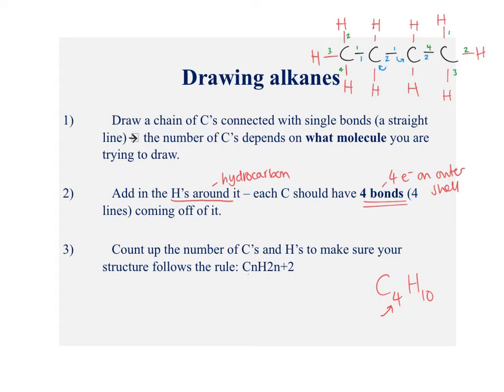And if we're not too sure, we can double check that our chemical formula that we've thought of, the one with the question mark next to it, double check it using our general formula. So CnH2n+2, if n is 4, 2 times 4 plus 2 is 10. Perfect. Got that right, smashing.